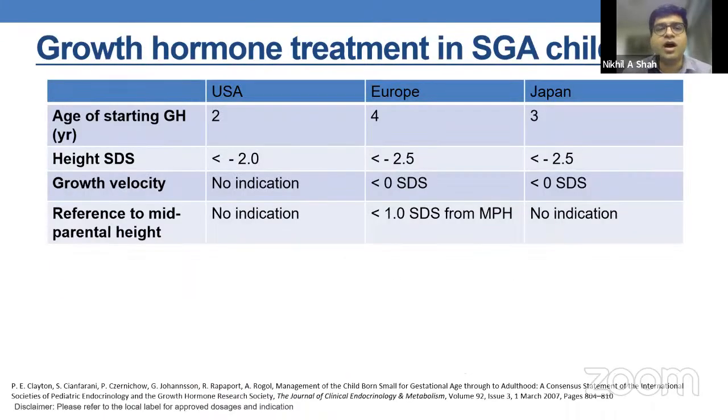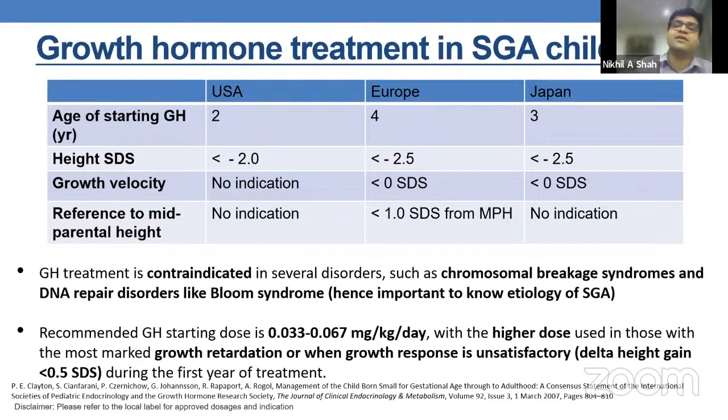So how do we give growth hormone therapy in SGA children? So the age of starting varies from country to country. In USA, it can be started as early as 2 years. We usually follow the European guidelines. So we wait till 4 years of age. Height SD should be less than minus 2.5 standard deviations. Growth velocity should be less than 0 SD. And reference to mid-parental height should be less than mid-parental height. Before growth hormone treatment is used, it becomes important to know the etiology of SGA.